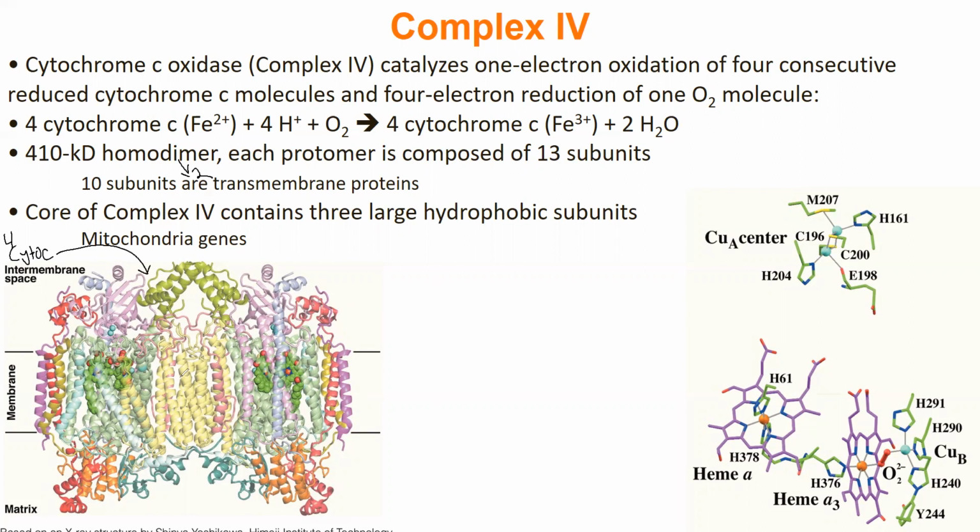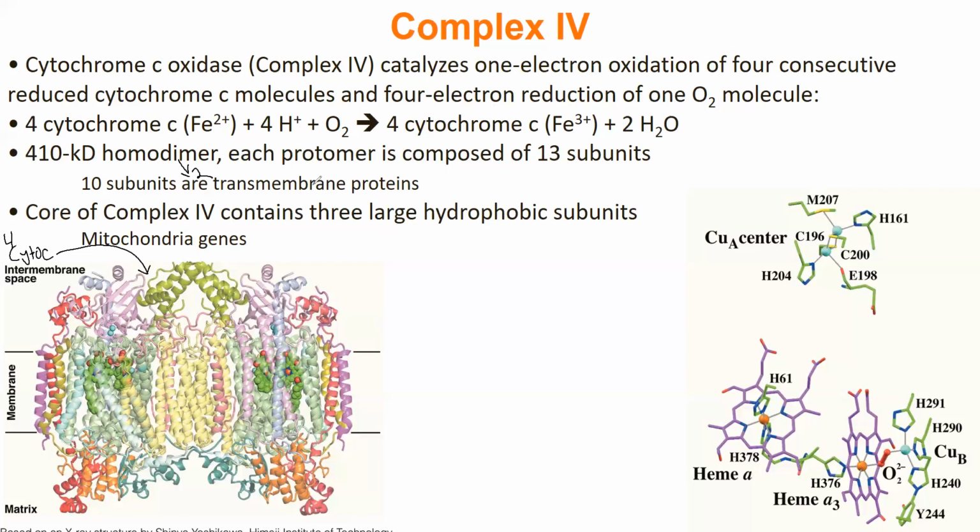3 of these subunits are extremely hydrophobic. And if you remember when we talked about the mitochondria, there are about 10 proteins that the mitochondria still makes on its own because they're so hydrophobic, they can't be transported through the cytoplasm. 3 of those 10 are from complex 4. 3 of these proteins are so hydrophobic, and it's like the cream colored proteins right here, that they have to be made in the mitochondria.